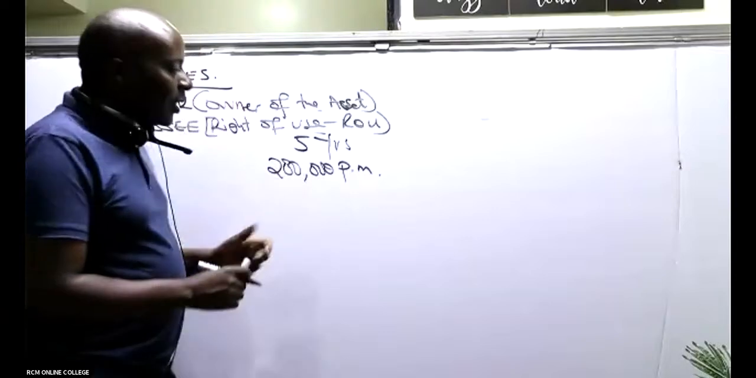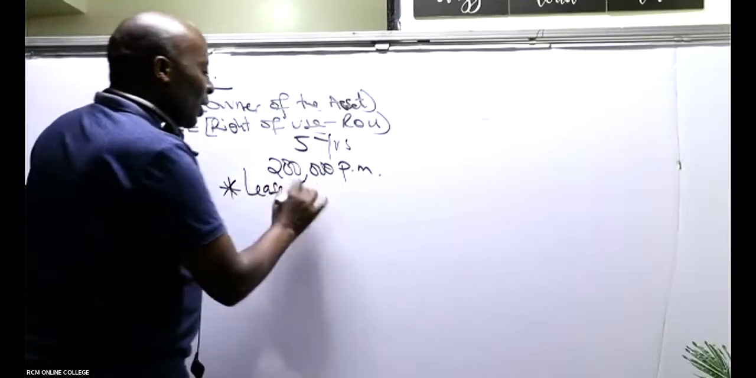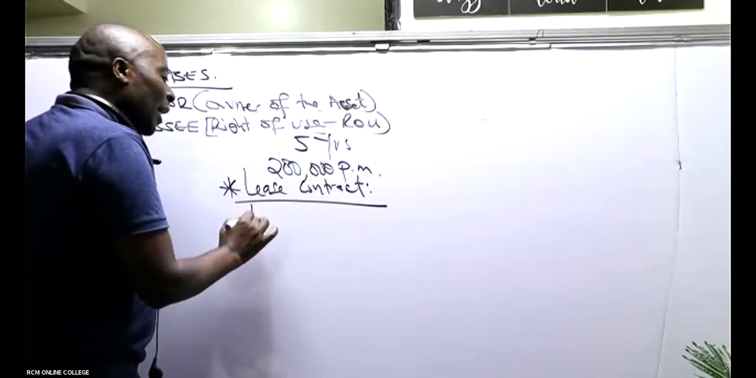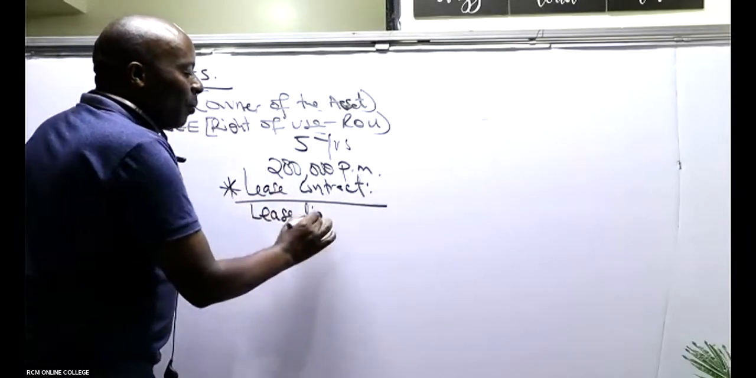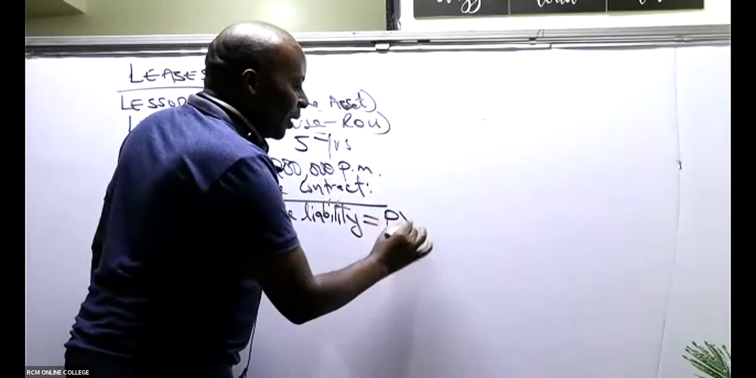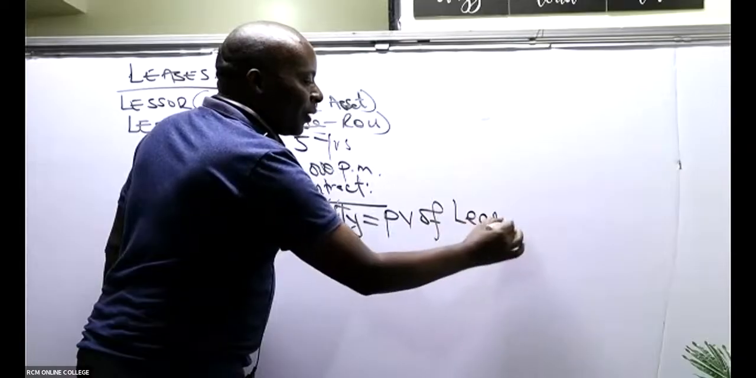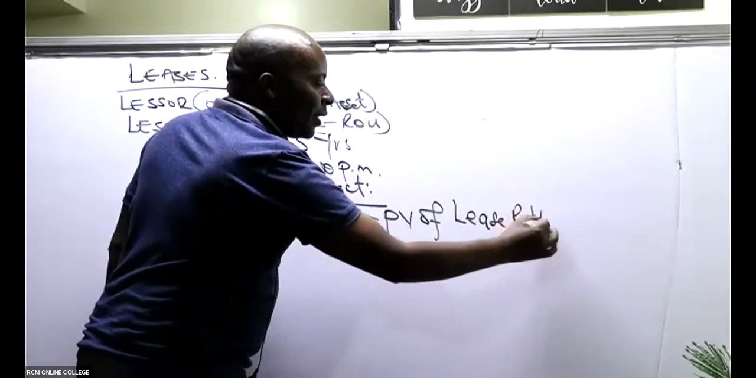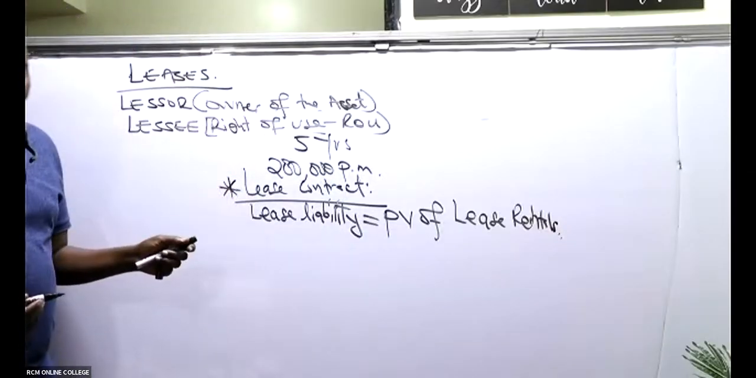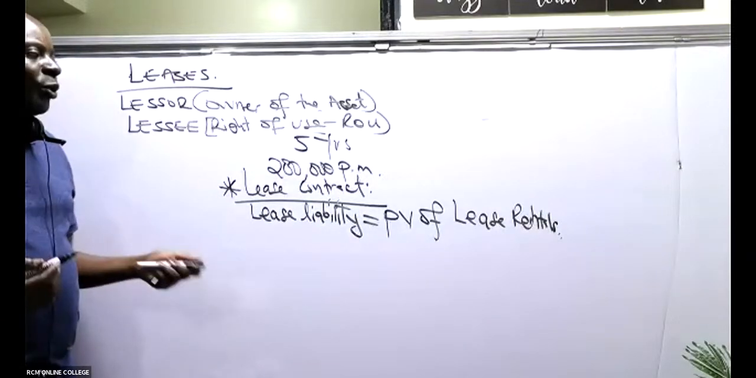So we say the very first thing you do whenever you sign a lease contract, you must first of all recognize what we call a lease liability. And to get this lease liability, we normally take the present value of lease rentals. And I told you, ladies and gentlemen, remember in financial reporting, you'll not even be given tables. You need to know how to calculate this.